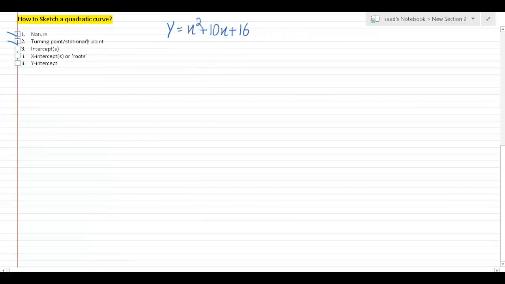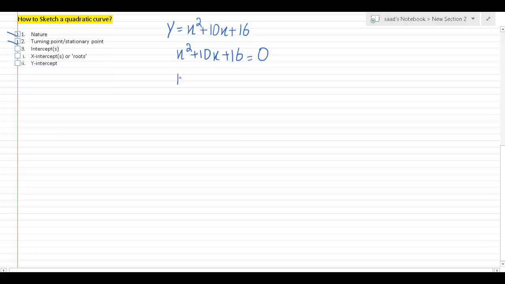Now that we found the nature and the turning point or the stationary point, let's turn our attention towards how to find the x-intercepts or roots. We know that is done by setting y to be equal to 0. So let's do that. x squared plus 10x plus 16. In place of y, I'll simply plug in 0. Let's see if I can factorize this. Factors of 16 that give me 10. 1 times 16, 2 times 8.